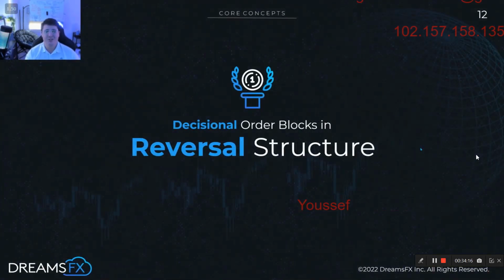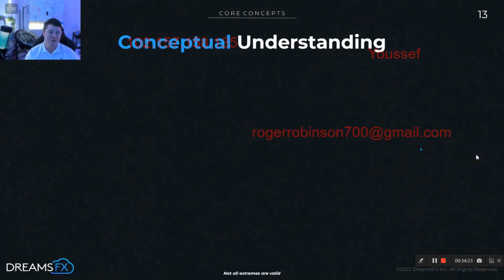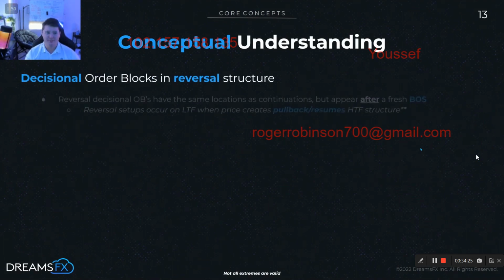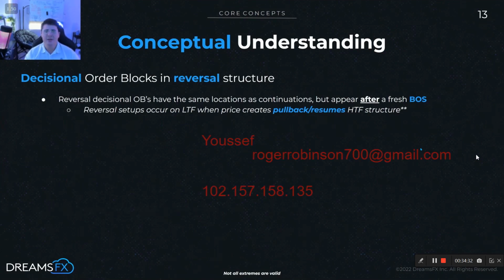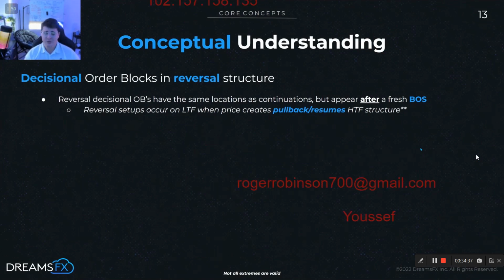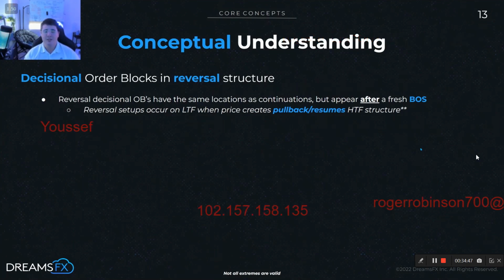Now we've done continuations. Decisionals are much more advanced than extremes because extremes are very straightforward. Keeping it simple, stupid. Now let's talk about reversals. So decisional order blocks and reversal structure always have the same locations as continuations, but they appear after a BOS. So those same types of decisionals that we've been identifying, just know that they apply very similarly to the reversals.